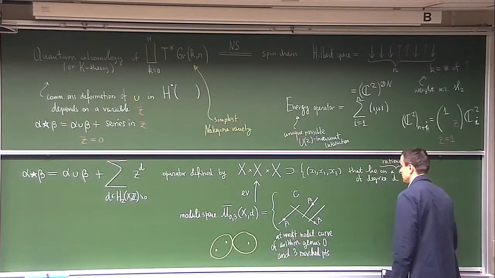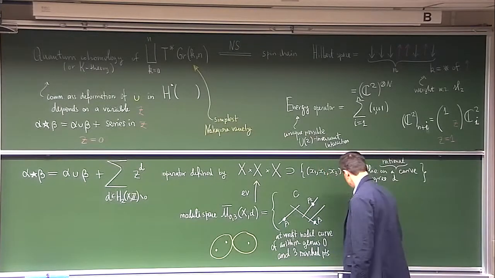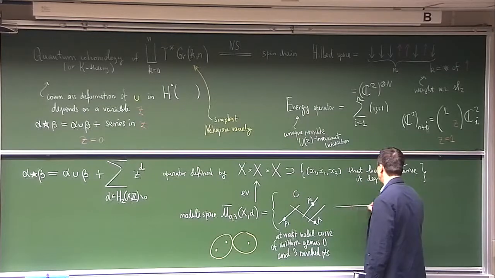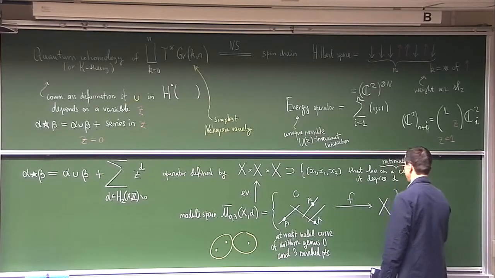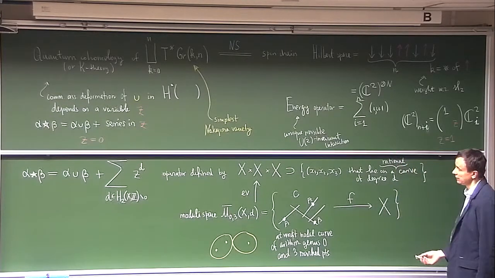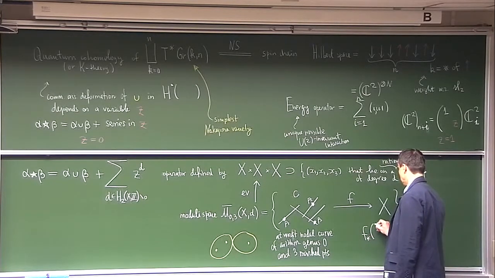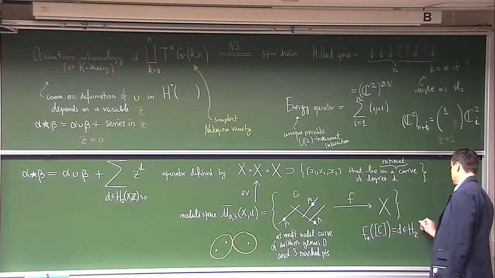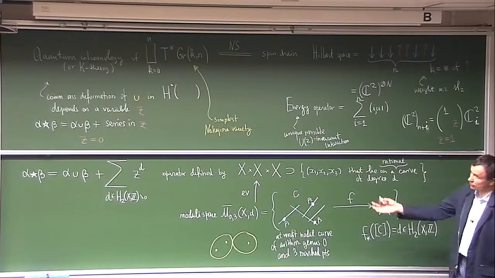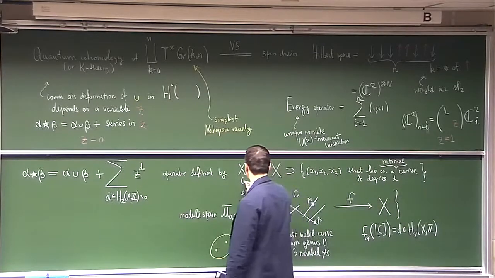Then the next part of the data is a map f to my X. And this has to be a map of degree d, meaning f push forward the fundamental class of C equals d. This is an element in H_2 of X. And this evaluation map takes f and sends it to the values at the marked points, so f of P1, and so on.